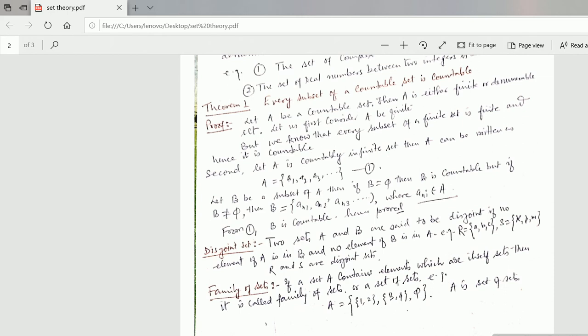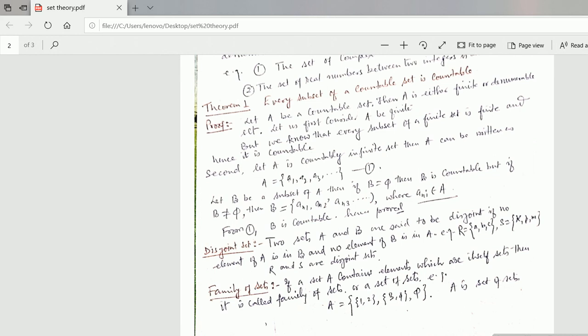Theorem 1. Every subset of a countable set is countable. This is very important. Every subset of a countable set is countable. Now see the proof, how you will prove it. Let A be a countable set. Then A is either a finite or a denumerable set, as I have told you in the definition of countable set. Let us first consider A to be finite.